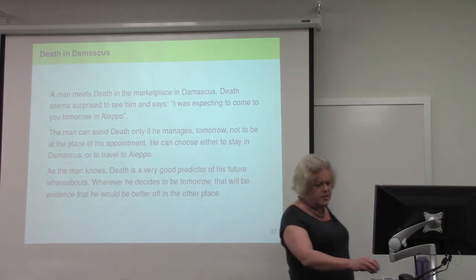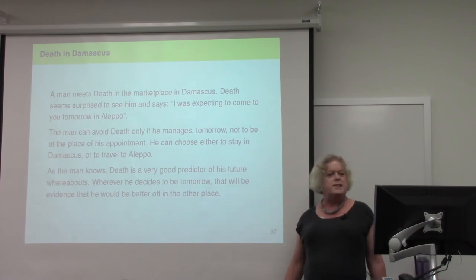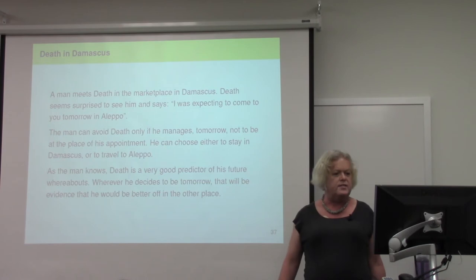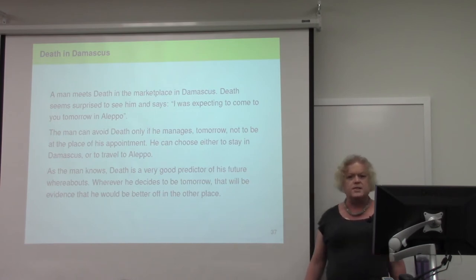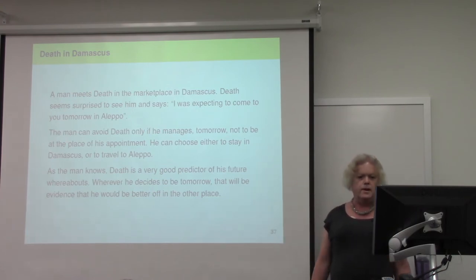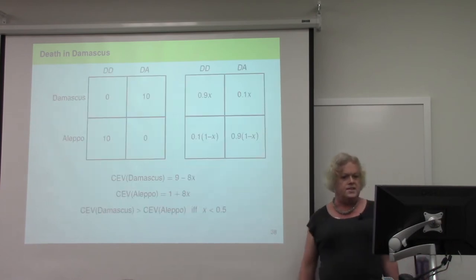It's based, I think, on a story of Somerset Maugham's called Appointment in Samarra. A man meets Death in the marketplace in Damascus. Death seems surprised and says, "I was expected to come to you tomorrow in Aleppo." The man can avoid Death only if he manages tomorrow not to be at the place of his appointment. He can choose either to stay in Damascus or to travel to Aleppo. As the man knows, Death is a good predictor of his future whereabouts. Wherever the man decides to be tomorrow, that's going to be evidence that he would be better off in the other place. What does he do?